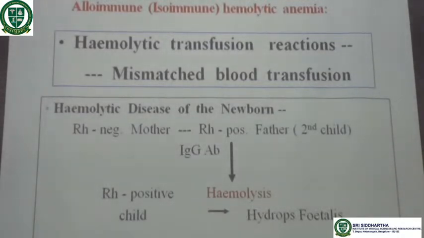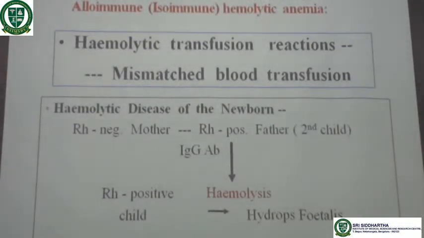This condition happens in pregnancy when the mother is Rh negative. In blood grouping, there are two antigens: the ABO antigen and the Rh antigen. In ABO we have A antigen and B antigen, and four groups: A, B, O and AB. A blood group has A antigen, B blood group has B antigen, AB blood group has A and B antigens, and O blood group has no antigen.